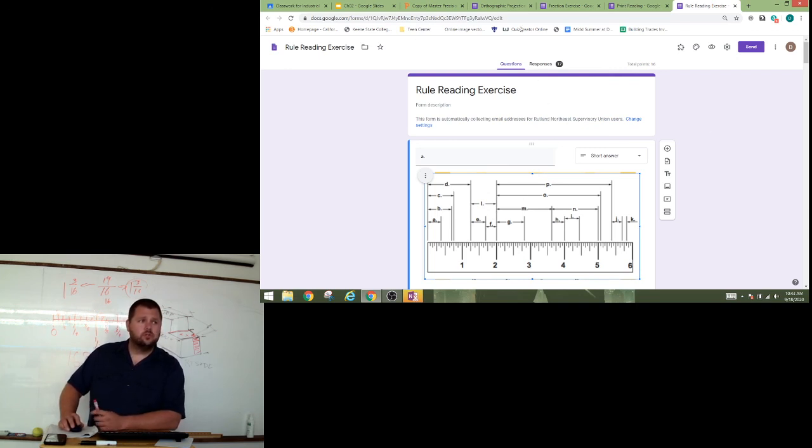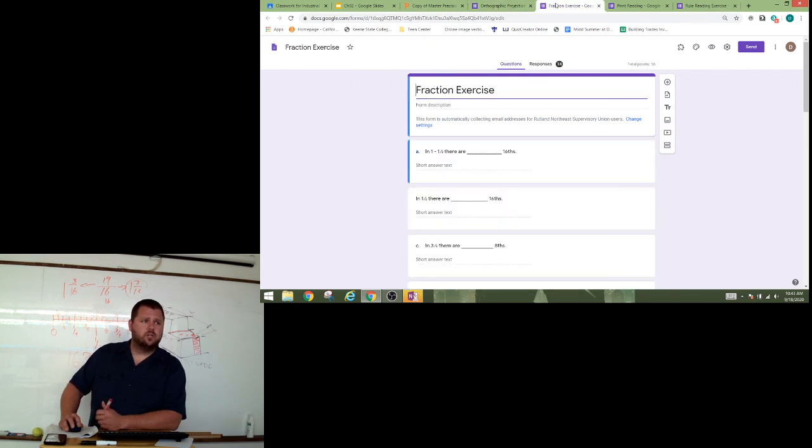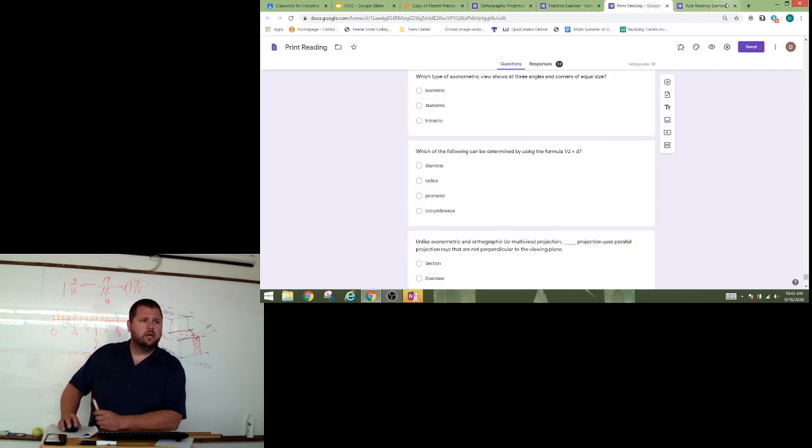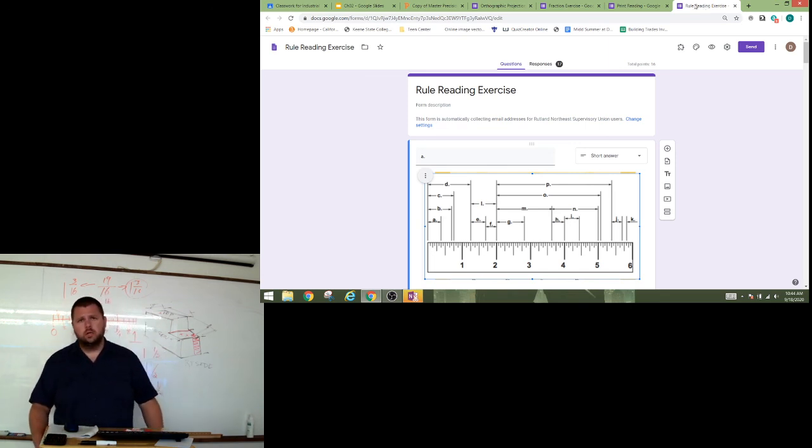Do all those. Those are your 4 assignments: orthographic projection, fraction, print reading, and rule reading. They should return whether or not you got them right and what your score is right at the end. Do them as many times as you want. I think I have them set up so you can do them as many times as you want, and I believe they automatically upload. I think I fixed all the bugs. Those are your 4 assignments for Monday, Tuesday, and Wednesday of next week.